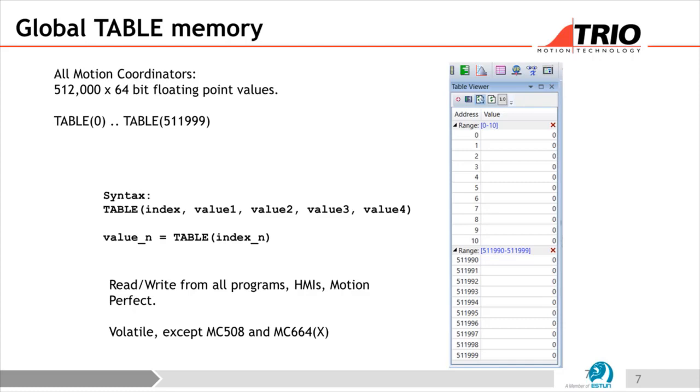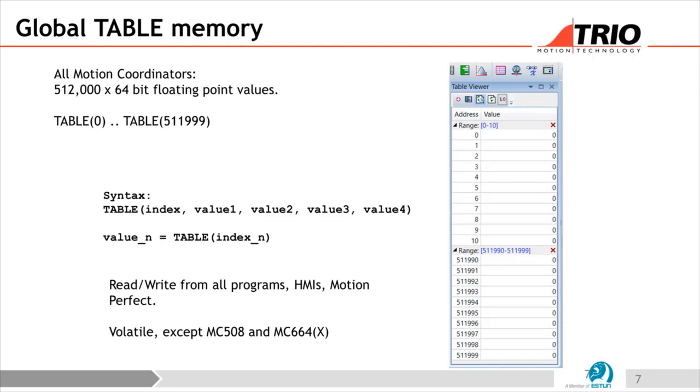The syntax is slightly different to VRs. When you're writing to a table, you can put multiple values in. So with table index there, if index was 100, the first value goes into table 100, the second value into table 101, the third value into table 102, etc. It just fills up the table as a kind of array. You can only read out one table value at a time though, so value n equals table index n. You can't get multiple values back out of a table.